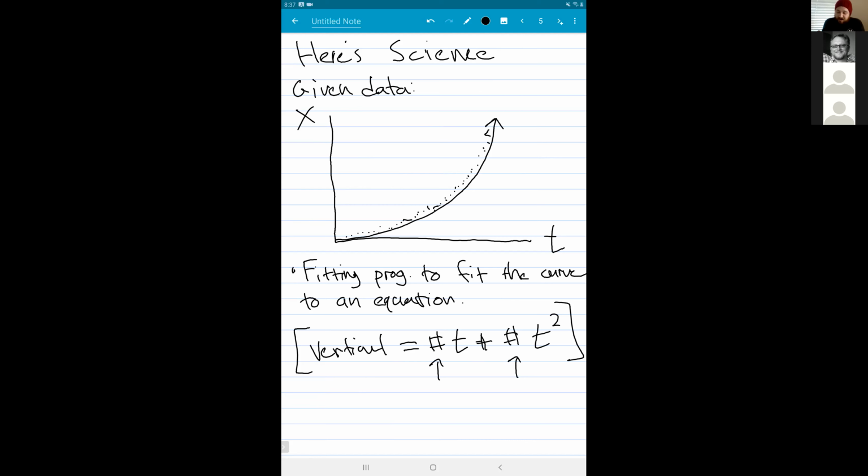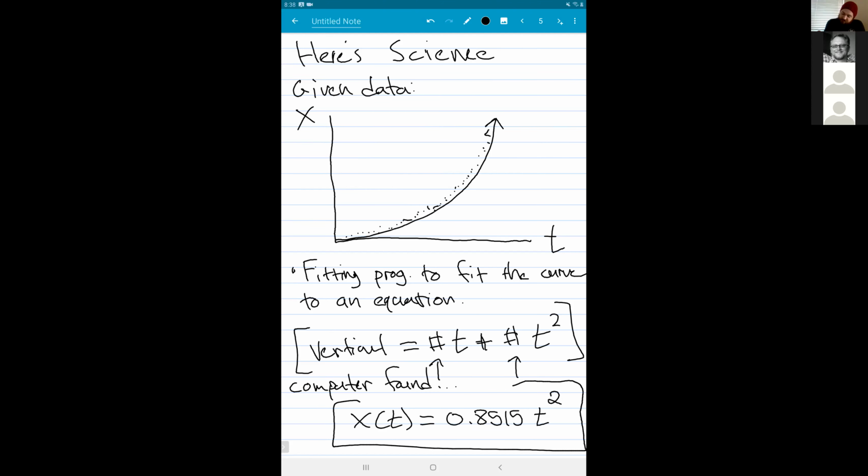Now, in our actual experiment here, what happened was the computer found that x of t, so this is the function that we're in question here, x of t is equal to 0.8515 t squared. Okay, that is the first plot on this lab. I'm actually going to pull it up right now on my computer to make sure that I'm looking at the right thing here. Yeah, 8515, yeah. Okay, so this is what the computer found, right?